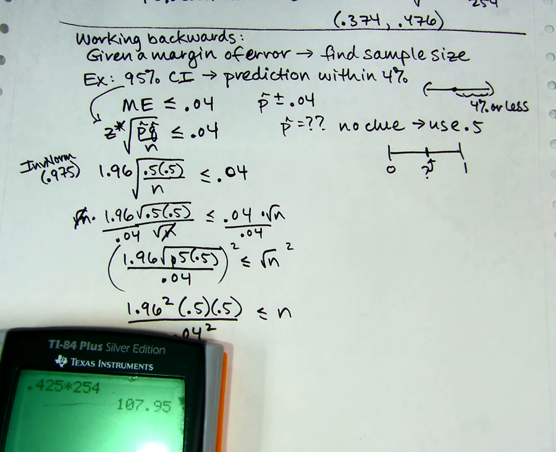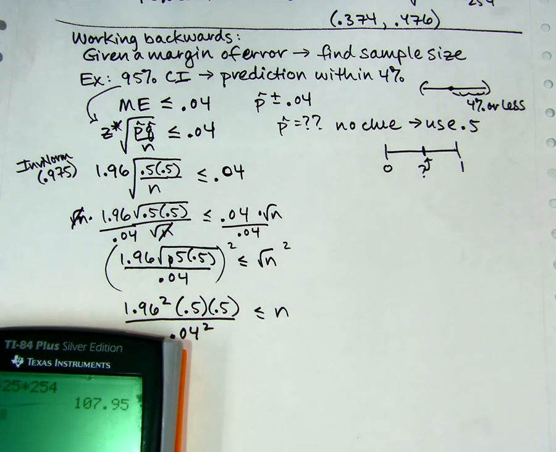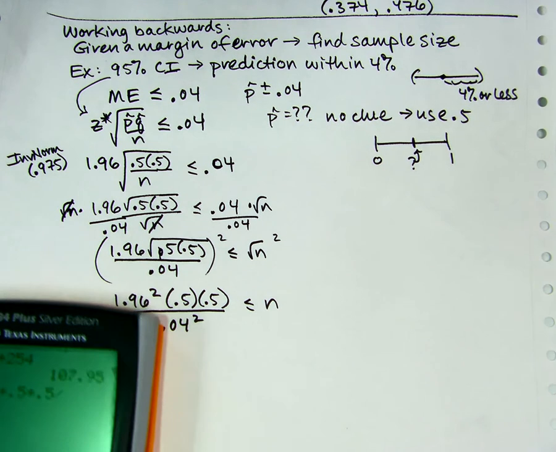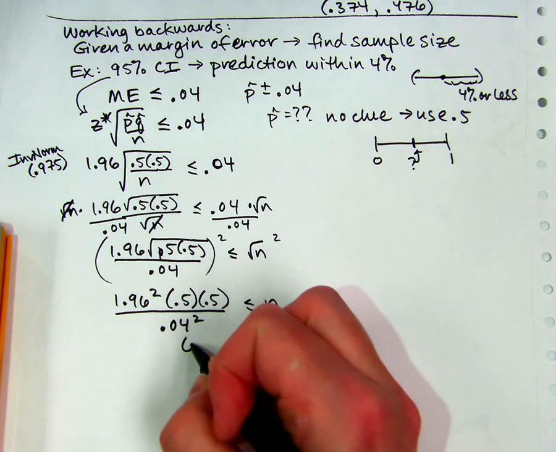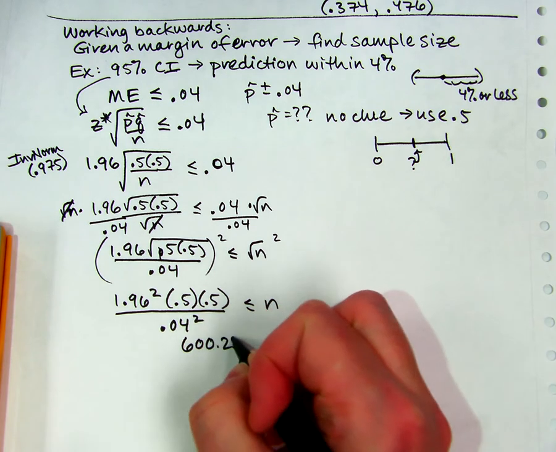I need to get out of there first, and I'm going to say 1.96 squared times 0.5. I could just do 0.5 squared, but I'm trying to emphasize that it might not always be the same number twice. 0.04 squared. N has to be 600.25 is less than or equal to n.